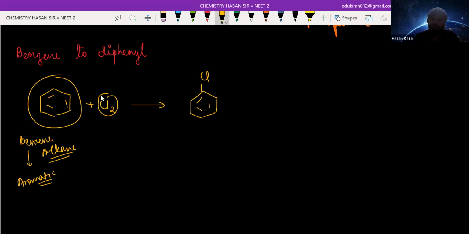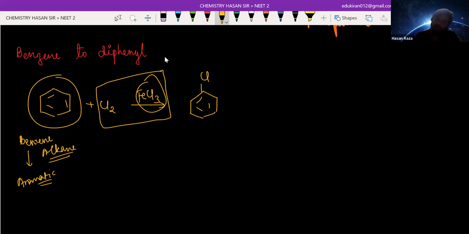aromatic compound. So basically here, electrophilic substitution reaction will take place in the presence of FeCl3 and Cl2, or Br2 in the presence of FeCl3. With the help of this reagent, there will be generation of an electrophile Cl plus, and then this will attack at any position in benzene, and then you will get chlorobenzene. You cannot get chlorobenzene with the help of benzene and Cl2 alone. Are you getting my point?